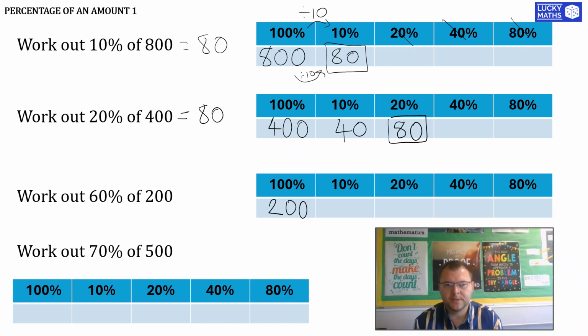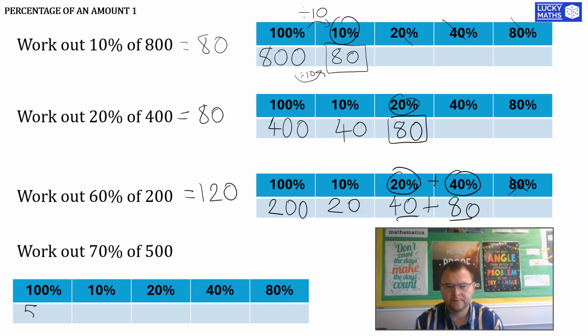Question 3, 60% of 200. So we start off with 100% starting value 200. 10% will be 20. If we double that, that means 20% is 40. And 40% is 80. So no need to get 80%. The question is, how do we generate 60%? Well, actually, if we add together the 40% and the 20%, 80 plus 40 means that 60% of 200 will be 120.